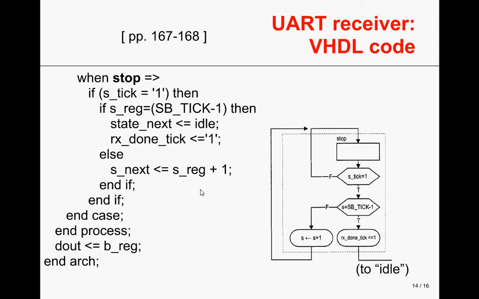Well, as for the last state, again, the correspondence between the VHDL code and the ASMD block structure is entirely straightforward, and I invite you to go element by element in this ASMD block and identify what are the VHDL code lines that correspond to them.